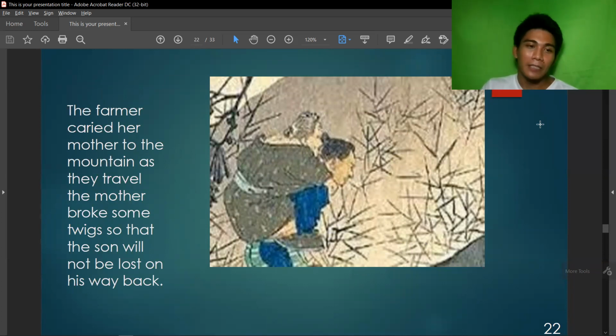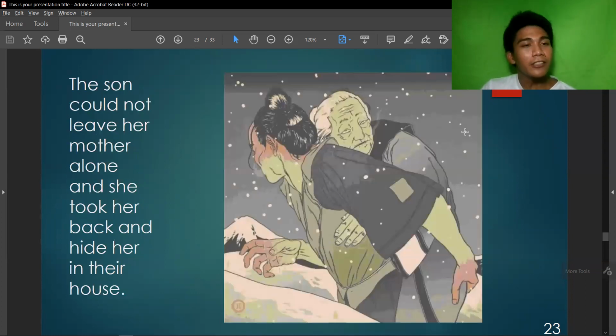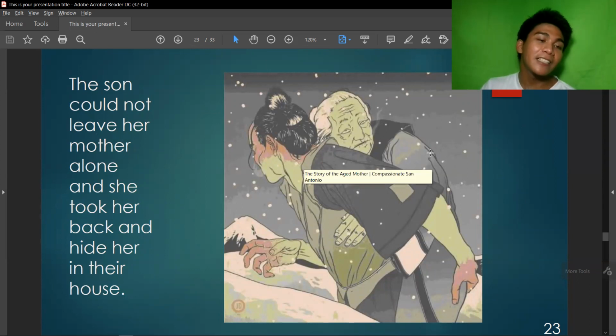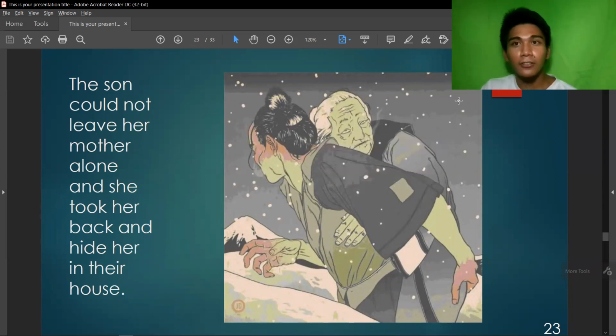But in the end, could the son really leave her? Of course not. The son could not leave her mother alone, and she took her back and hid her in their house. So instead of leaving her mother there, she brought her home because she could not abandon her. So, is it moral or immoral? Is it an intellectual decision? Okay, next.